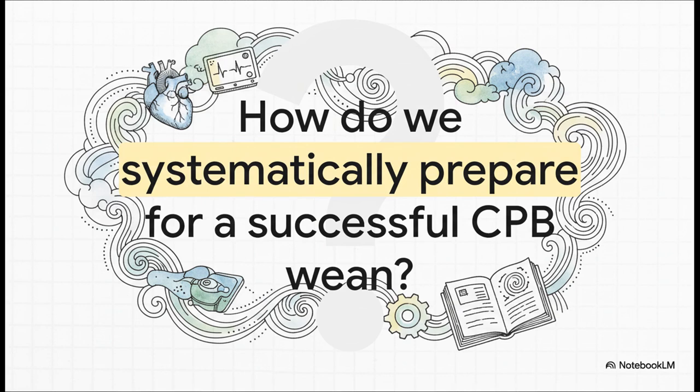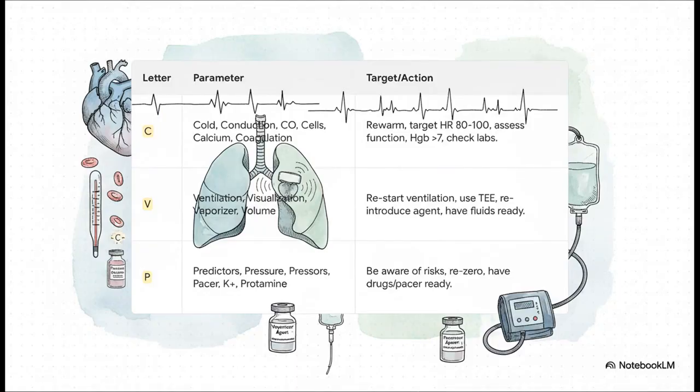To keep our heads straight during this really high-pressure moment, a good cognitive aid is a lifesaver. A simple mnemonic can make sure that we don't miss a single critical step before we make that move to come off the pump. You know, a mnemonic like CVP is just so incredibly powerful in these situations. It helps us turn potential chaos into a controlled, repeatable process.